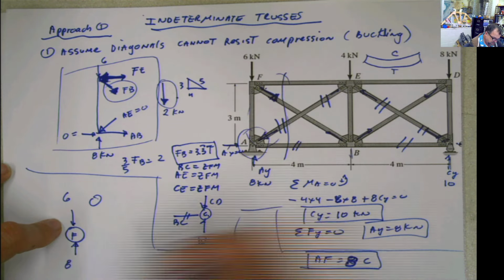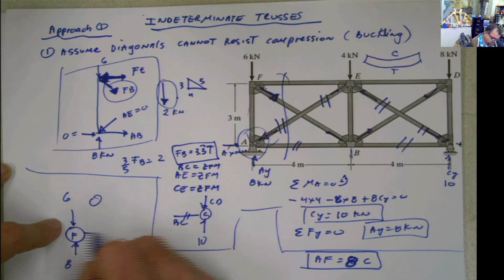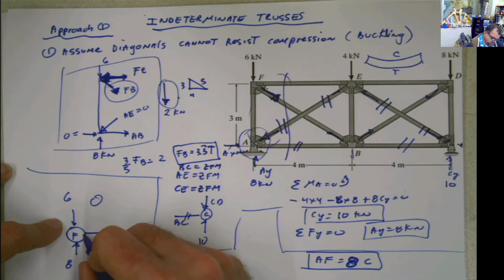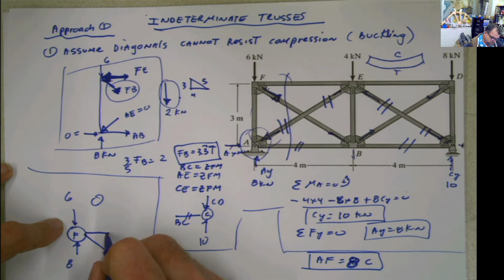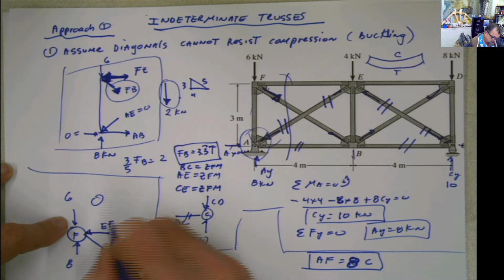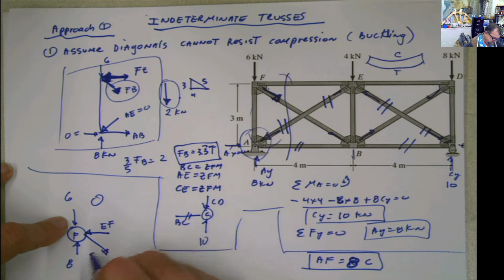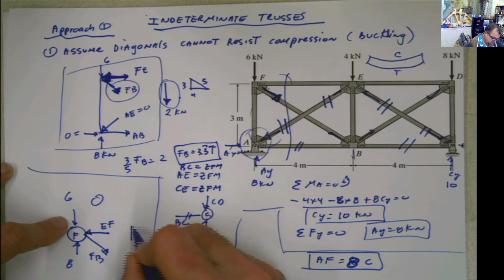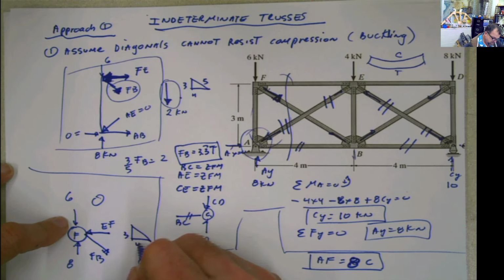And what else do we have? We have this force, and we have this force. What is this? What is this? This is EF, and this is FB. And the triangle, once again, is 3, 4, 5.